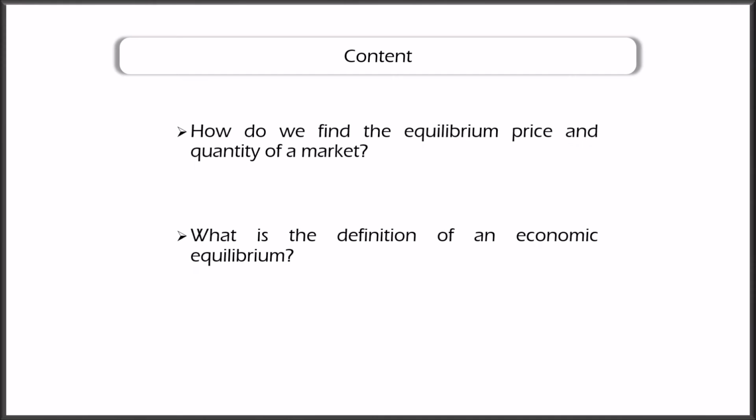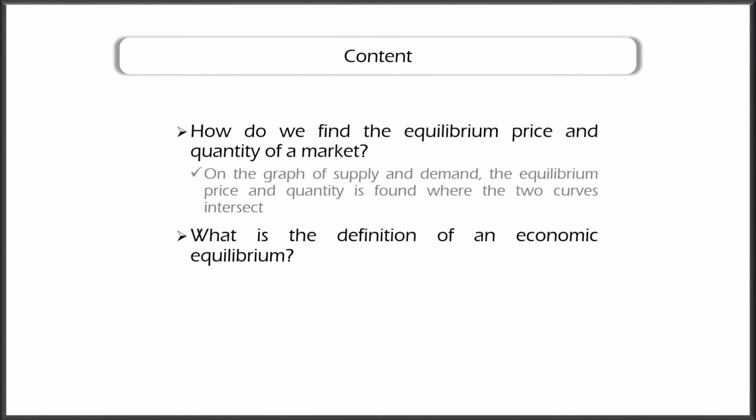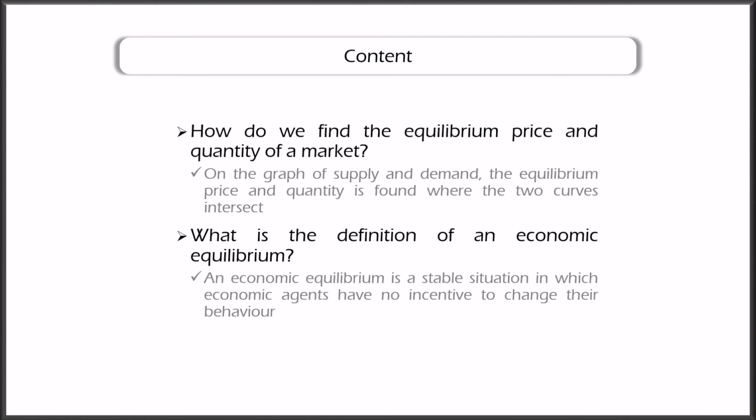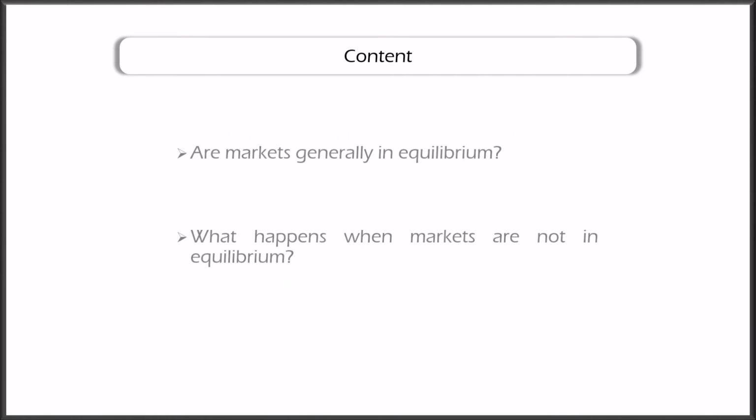To conclude, let's review the questions that this class set out to answer. In this class, we saw that, on the graph of supply and demand, the equilibrium price and quantity is found where the two curves intersect. An economic equilibrium is a stable situation in which economic agents have no incentive to change their behavior.